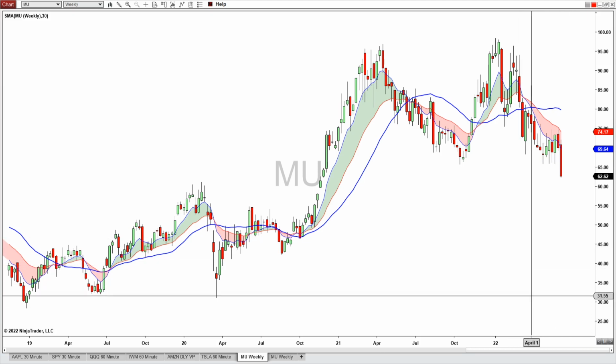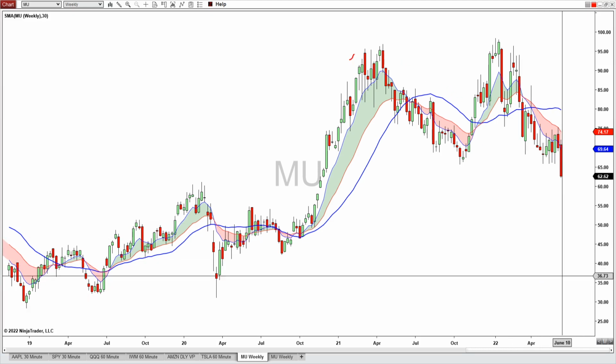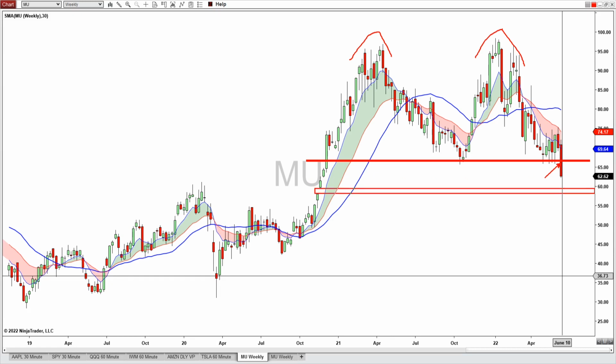Looking at Micron here on this weekly chart, we can see that there has been a double top here. And last week it broke this double top and came down below it. Right now, basically we have to keep an eye on this gap here on this weekly chart under 60. So we'll be watching this gap. It's quite a vicious down candle last week.